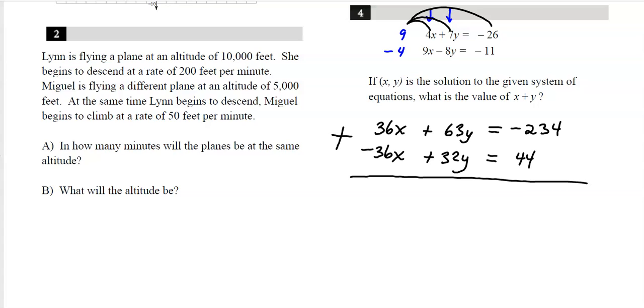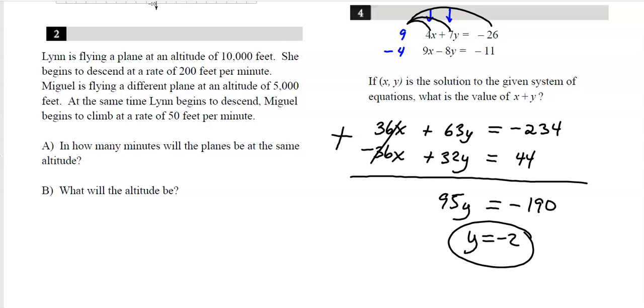Combine, and the x is gone. 95y equals negative 190 when I add the two rows. Divide, and I get y equals negative 2. Now be careful. If this was an SAT test, for sure, part A, answer A, they would have negative 2. They're trying to get you. We need to know what x plus y is.